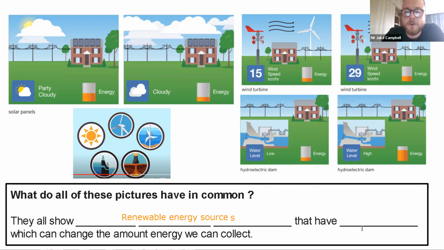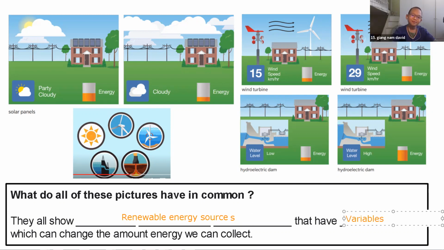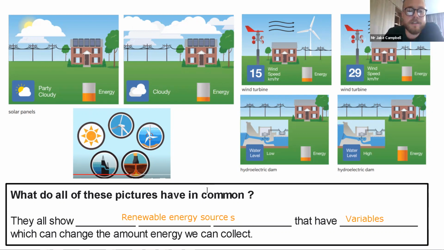So, Ruby, what do you think the 4th one is? What do we call it when something can change the amount of energy we can collect? Do you remember? Variable. Ah, yes. Fantastic. So, Katie, now can you read the complete sentence? They all show renewable energy sources that have variables which can change the amount of energy we could collect. Absolutely perfect. Very good, class. Make sure we've got that written in, because that is exactly what it is.